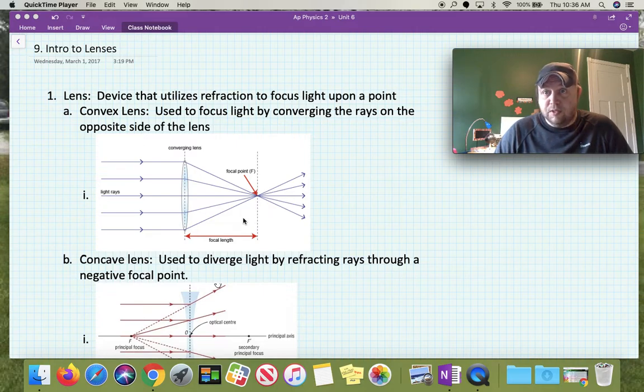Most of the questions are going to assume that you have light traveling through air through a glass lens, as this one shows here. When you have that scenario, sure enough, the light will converge.